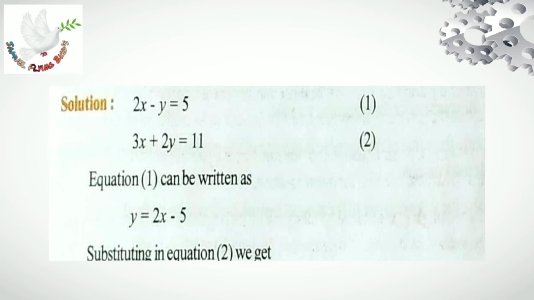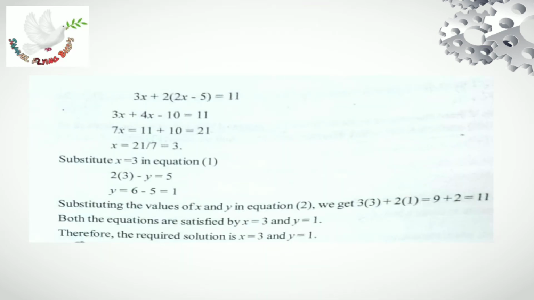Now equation 1 can be written with y in terms of x. Y equal to 2x minus 5. Substitute in equation 2. We are substituting this y expression in terms of x in equation 2. We get 3x plus 2 into (2x minus 5) equal to 11. 3x plus 4x minus 10 equal to 11. 7x equal to 11 plus 10 equal to 21, where x equal to 21 by 7, which is nothing but x equal to 3.